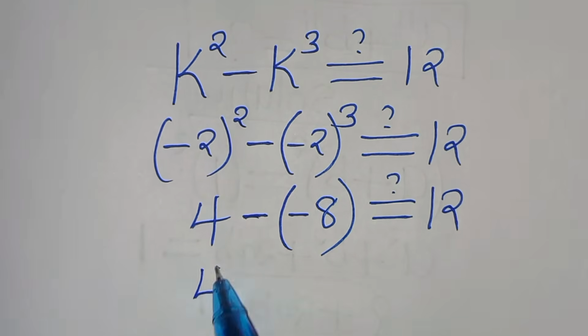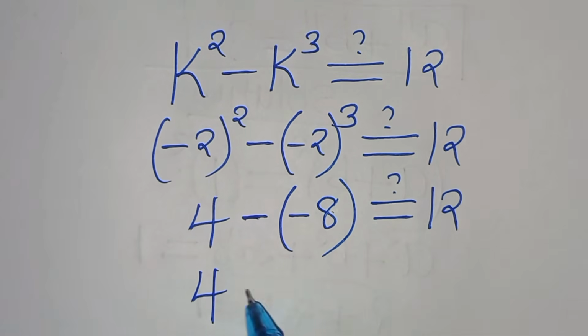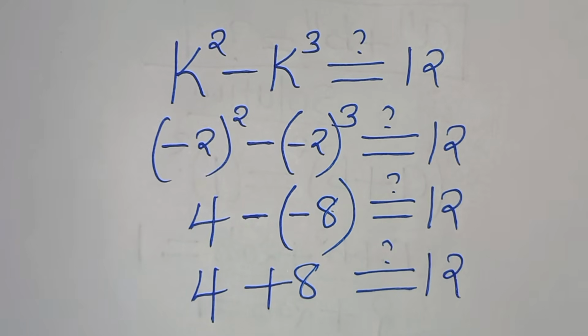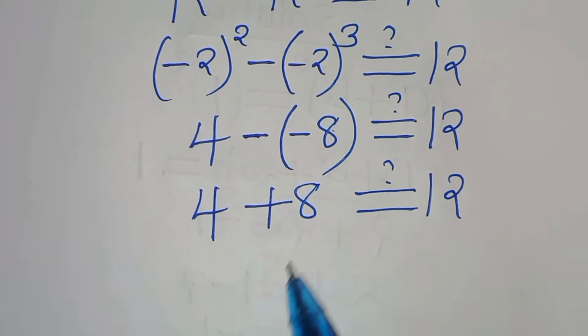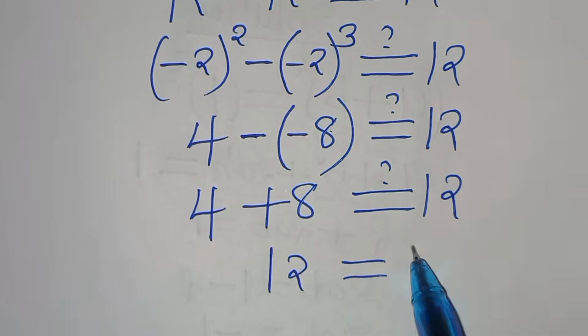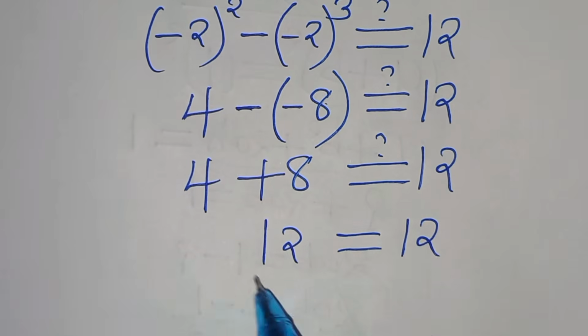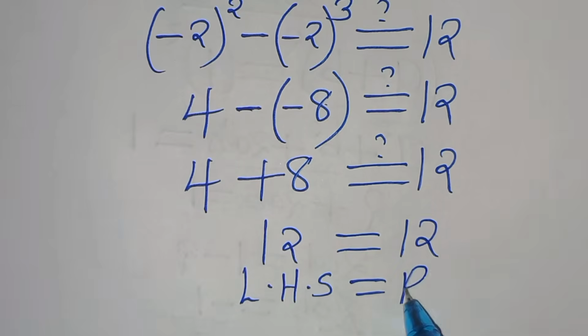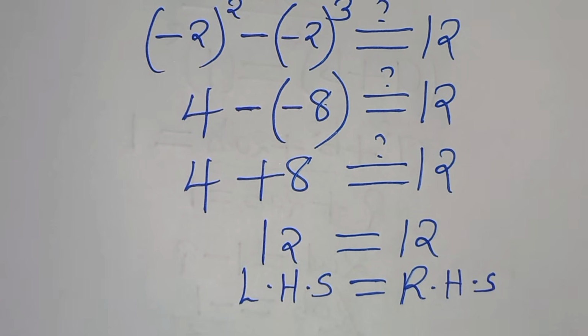So this is 4 minus times minus 8. This is plus 8. And this is supposed to give us a value of 12. 4 plus 8, this is 12, which is equal to 12. So this means that the left hand side is equal to the right hand side.